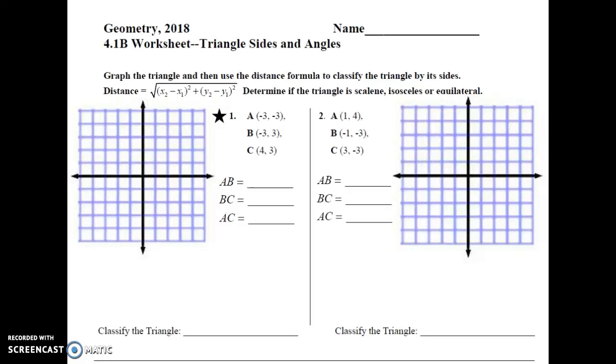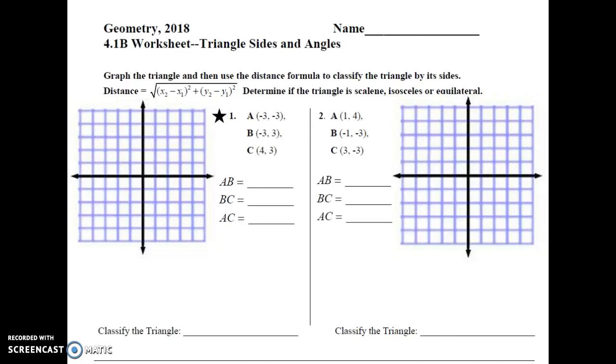All right, gang, we're going to be working on worksheet 4.1B. We're going to be doing triangles, and we'll be looking at their sides and angles. This first question that we have, we will be graphing it and then classifying it. That's naming it according to the sides that we have. Directions say graph the triangle and then use the distance formula to classify the triangle by its sides.